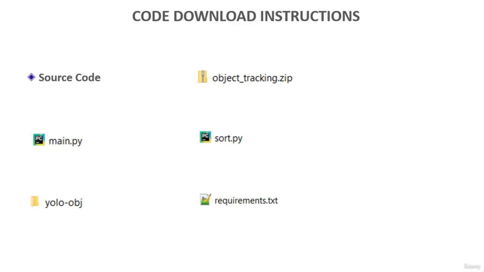Let's now take a look at the code download instructions. The code base contains object tracking.zip, which you can download from the resources section. After extraction of this folder, you will get the Python file main.py, which is the main source file, and also sort.py, which is a file based on the SORT framework. You will also get the input video file, and also within YOLO OBJ, you will find the YOLO v3 config file, Coco names, and YOLO 3 object names file. There is also a requirements.txt file which contains the required version of packages for running the code.